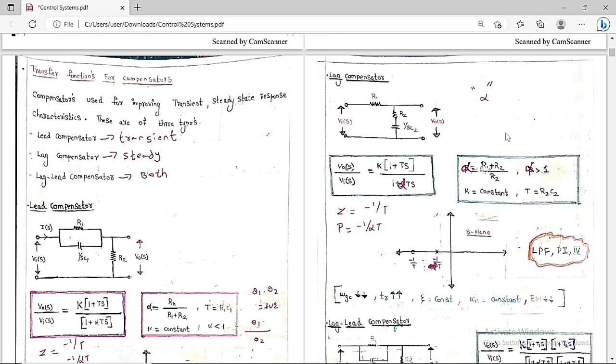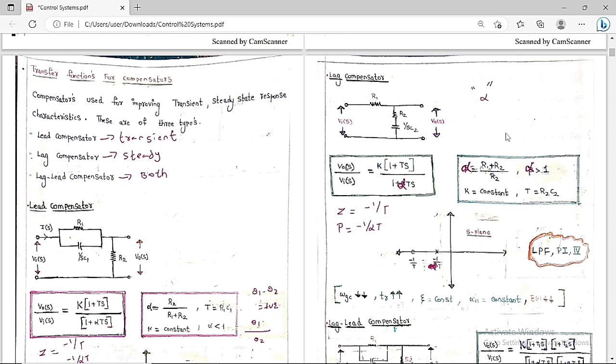Now here alpha is greater than 1. If alpha is greater than 1, the value will be very small. So the pole is very near to the origin when compared to the zero in this case. So minus 1 by alpha tau 2 is closer than minus 1 by tau 2. You can see clearly from this picture. So therefore, finally you can say this is the s-plane.